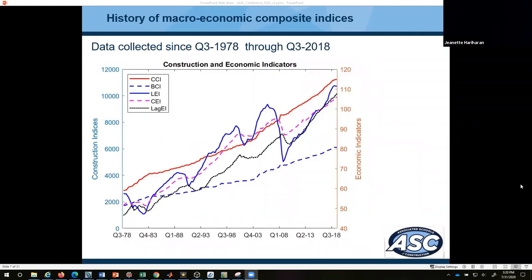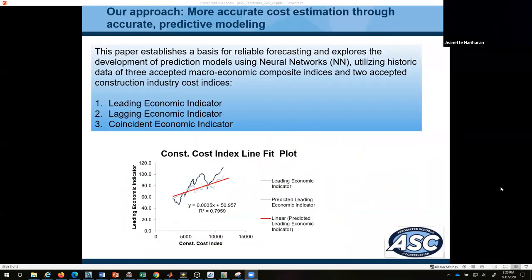So when we put the historic costs together for the cost indices of construction and also the economic indicators, we see that the construction indices run a lot more linear than what's going on in the economy, which is more nonlinear and not as predictable. So our idea was to try to put the economic indicators into the construction cost estimation model. This paper establishes the basis for reliably forecasting the construction cost indices using a prediction model based on the leading, lagging, and coincident economic indicators added to the neural network as independent variables.